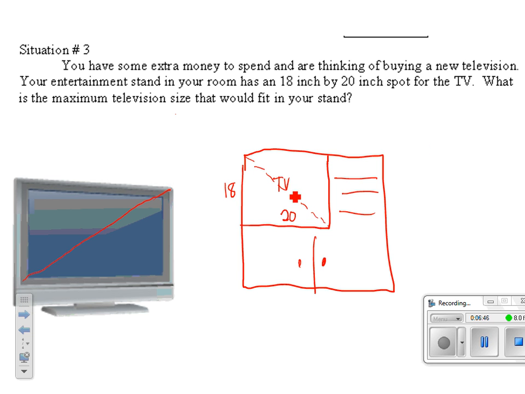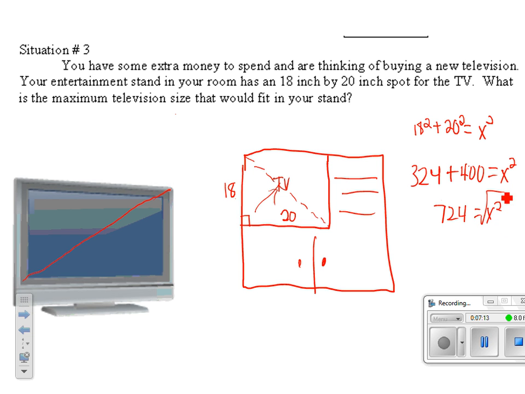So we've got, this is a 90-degree angle. Hopefully it's 90 so that the entertainment center will stay upright, okay? 18 is a leg, 20 is another leg, and then the diagonal is our hypotenuse because it's across from the 90-degree angle. So 18 squared is 324, 20 squared is 400. That equals x squared. 724 equals x squared. Square root both sides. X equals 26.9 inches.